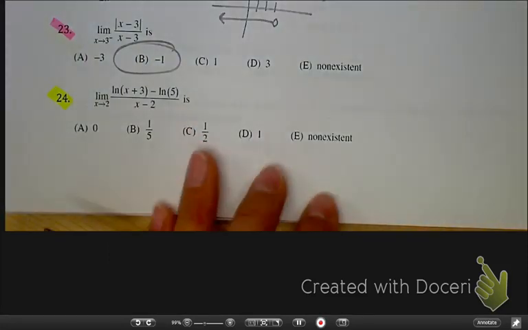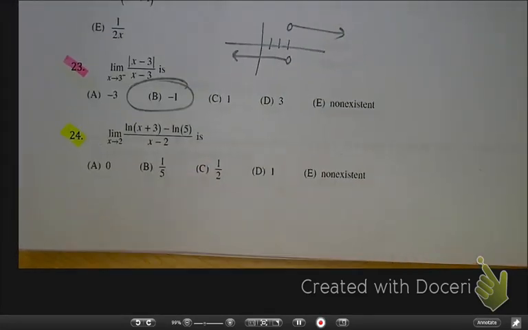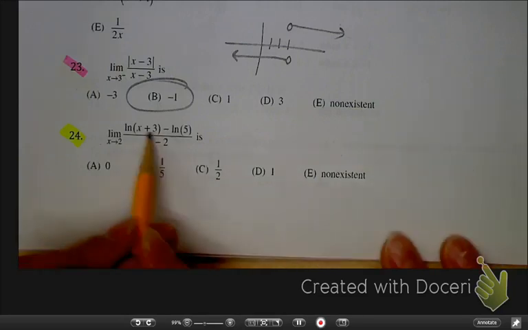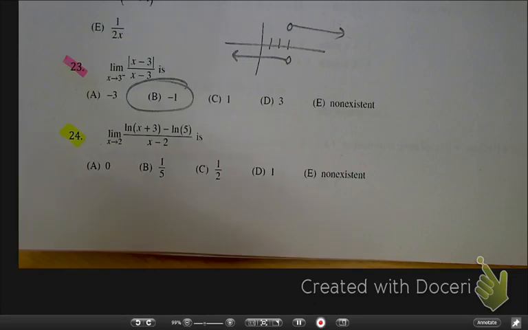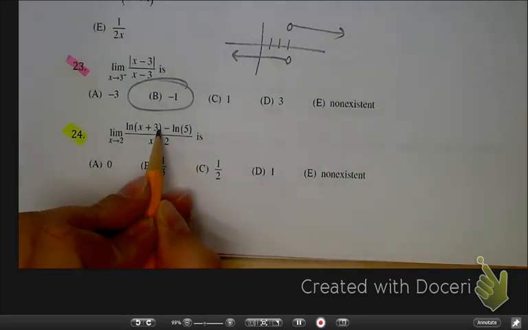Number 24. All right, number 24 was that other example of the definition of the derivative that we could use. So again, this one you could use as the definition of the derivative. The function itself is the natural log. The value we're trying to evaluate at is 3.